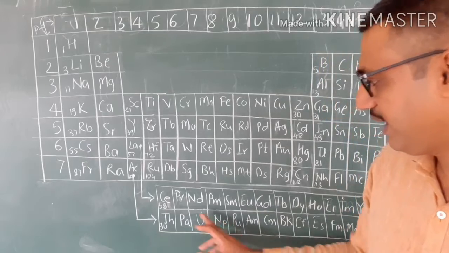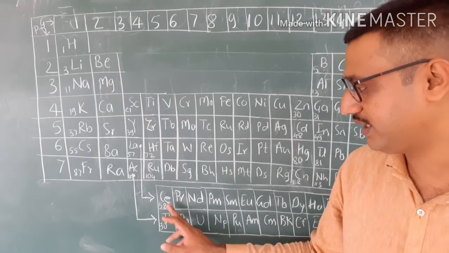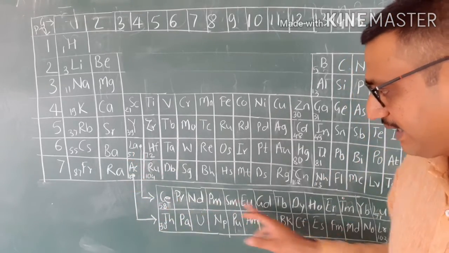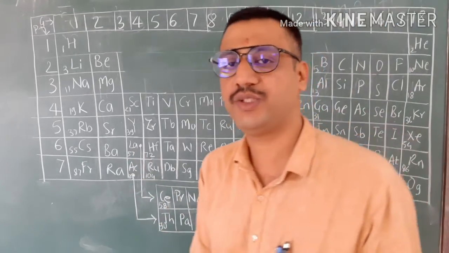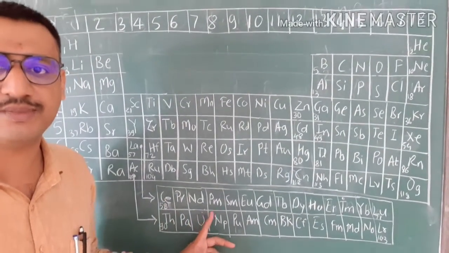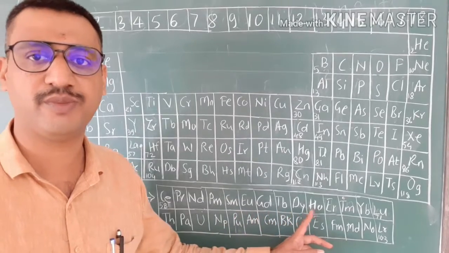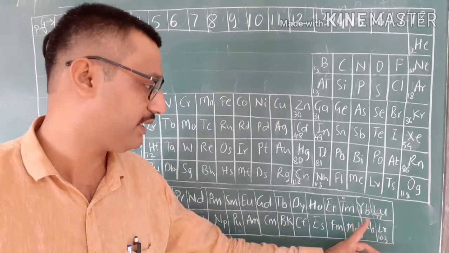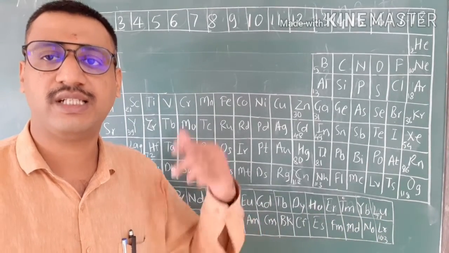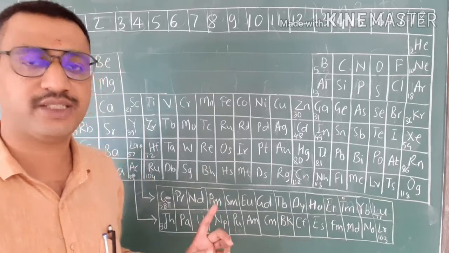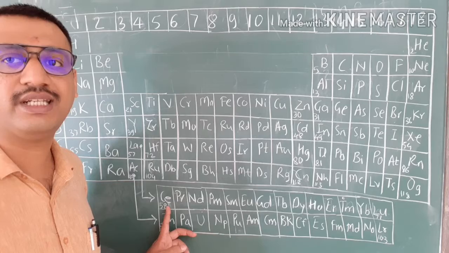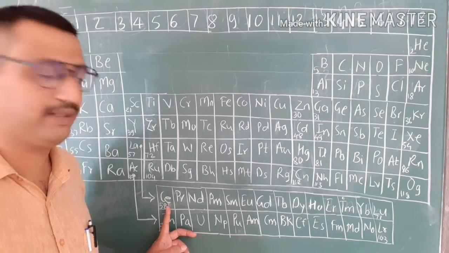F block elements. It starts with cerium, atomic number 58. The elements after lanthanum are the lanthanides. So cerium, praseodymium, neodymium, promethium, samarium, europium, gadolinium, terbium, dysprosium, holmium, erbium, thulium, ytterbium and lutetium, atomic numbers 58 to 71. For these elements, the last electron enters the 4f subshell. That's why these are the 4f series elements, or first inner transition series elements, or F block elements.